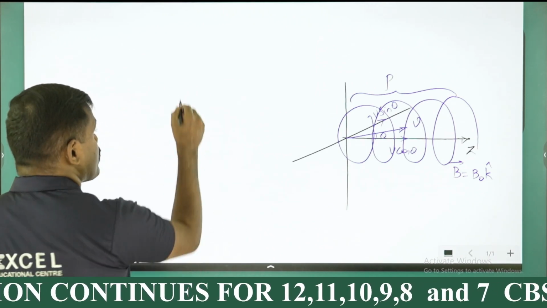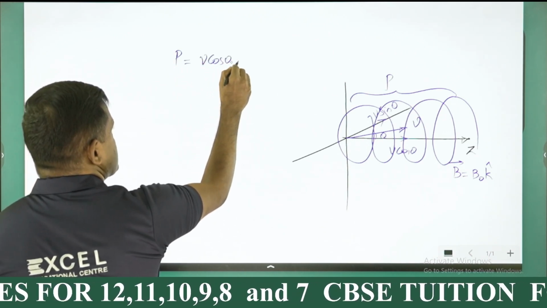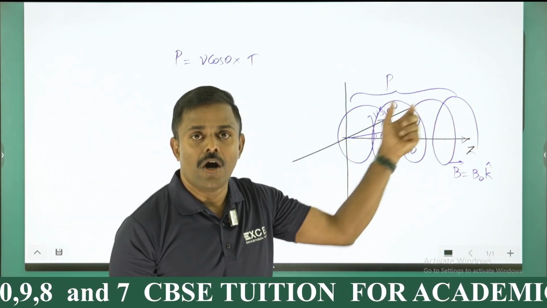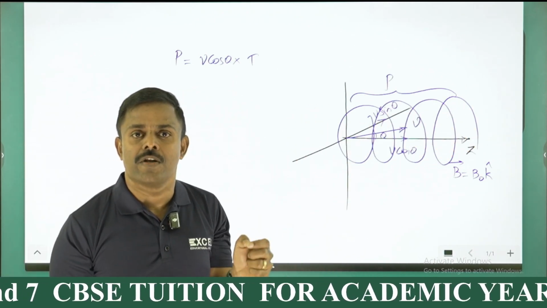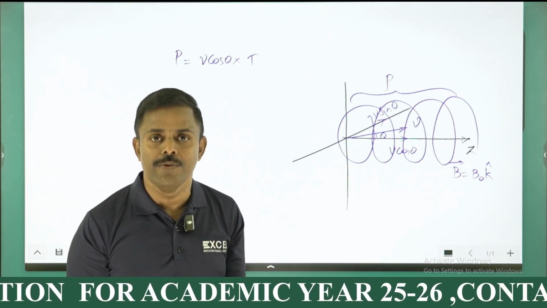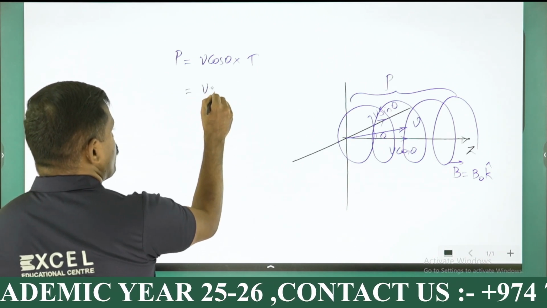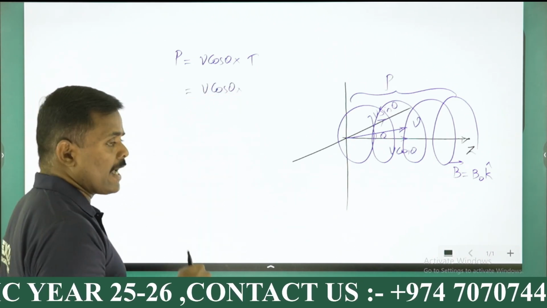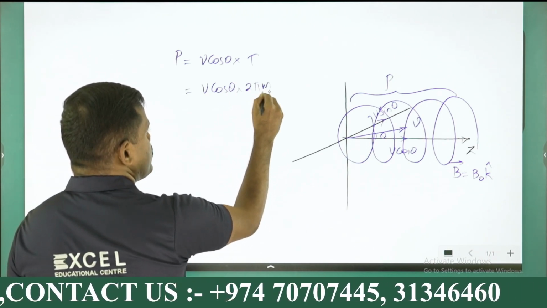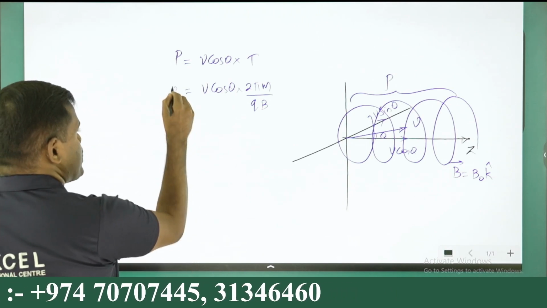Now how to find the pitch of the helix? Pitch is given by v cos theta into time. Basically it is horizontal distance. Horizontal distance is horizontal velocity into time. Horizontal velocity multiplied by time will give you horizontal distance. And that is equal to v cos theta into the time taken for one rotation, which is 2 pi m divided by qB. You have learned this already. And this is called the pitch of the helix.